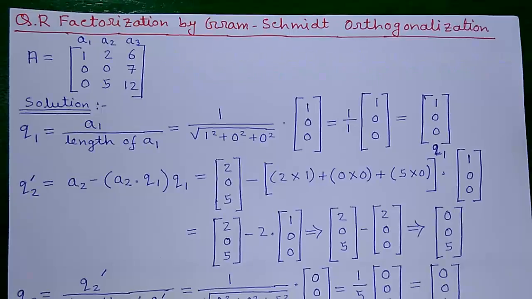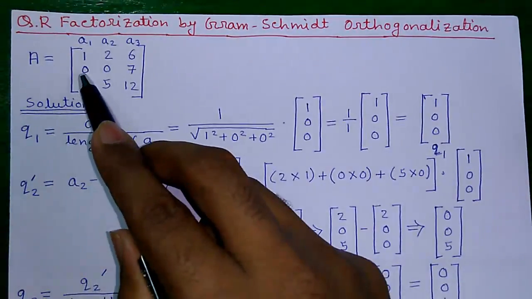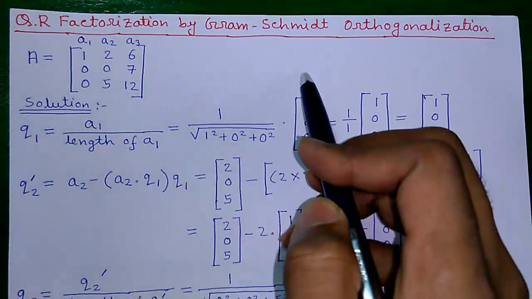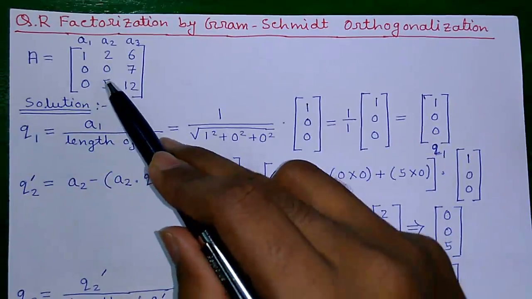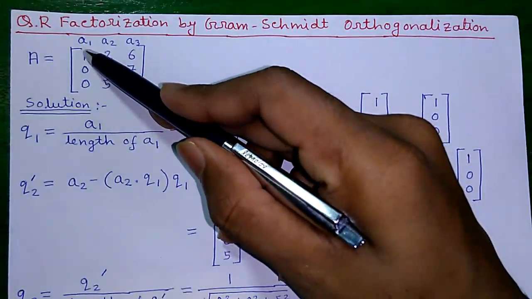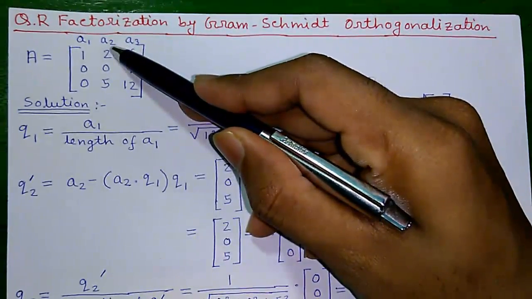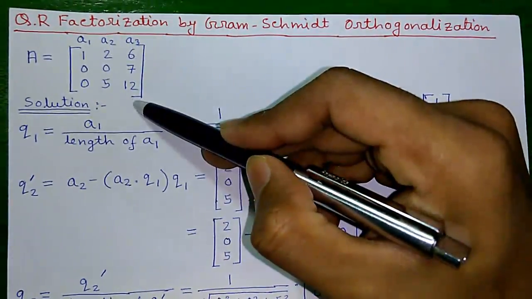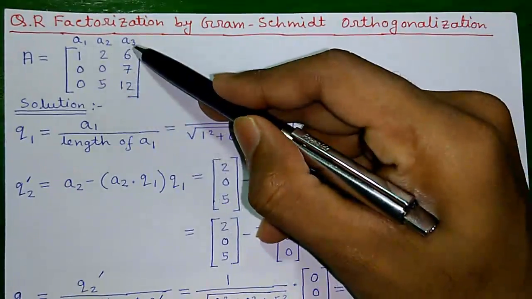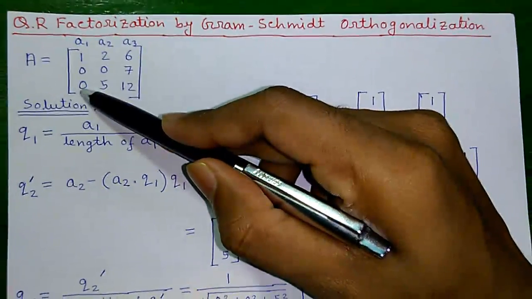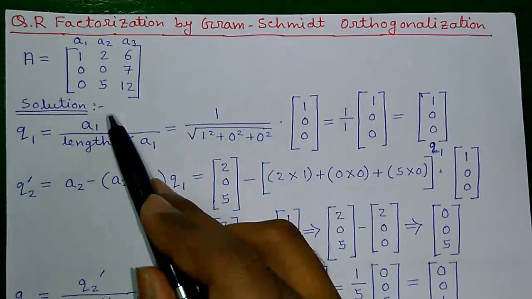So let's start. This is our given matrix A. We have to find out Q and R decomposition of matrix A. So first let me tell you, column 1 of matrix A is called A1, column 2 called A2 and column 3 called A3. Here A1, A2, A3 represent the column vectors. So let's proceed to the solution.